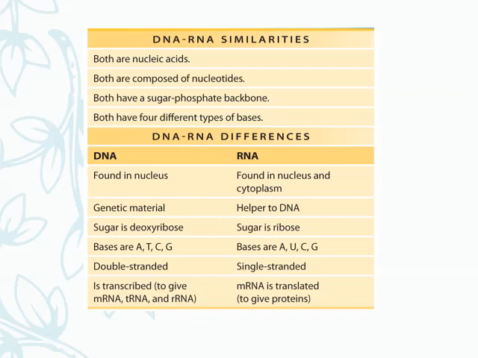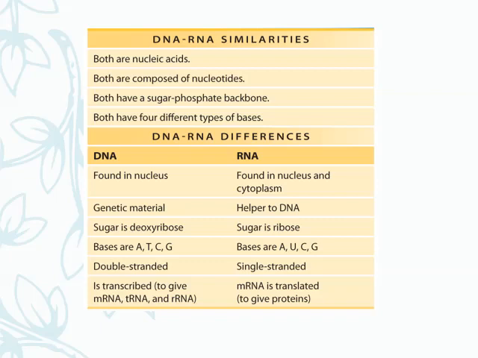DNA is found only in the nucleus. RNA is manufactured in the nucleus, but leaves the nucleus and enters the cytoplasm. DNA functions as a genetic material inside a cell. RNA molecules are helpers to DNA. The sugar in DNA is deoxyribose, while the sugar in RNA is ribose. The 4 nitrogenous bases found in DNA are adenine, thymine, cytosine, and guanine. In RNA, the 4 nitrogenous bases are adenine, uracil, cytosine, and guanine.